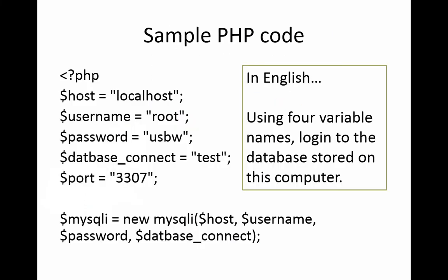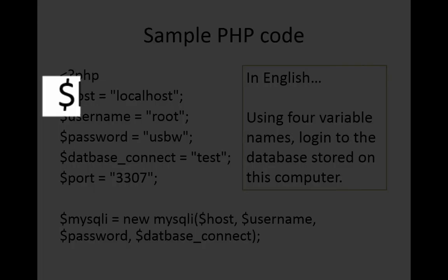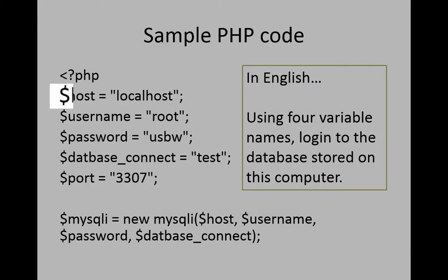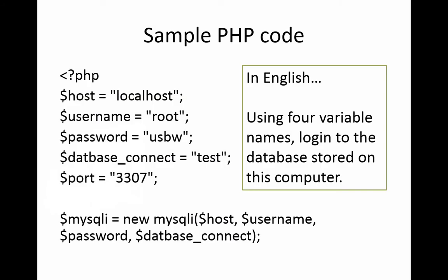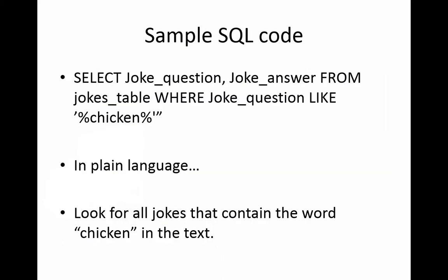Here's some sample code. If you've never seen PHP before, this is what it would look like. We're going to have a bunch of dollar signs in front of our variables. You can see that. There's a few commands that are at the bottom of the page. And so the PHP language is a little bit like JavaScript. It runs some of the same things. The formatting's a little bit different, though. SQL code looks like this. You have things like select joke question and joke answer from the jokes table, where the joke question is like the word chicken.